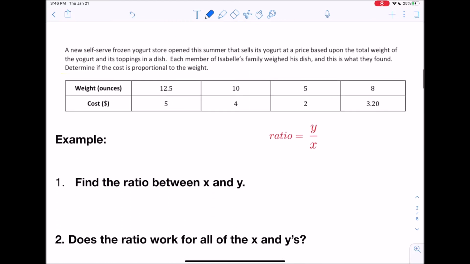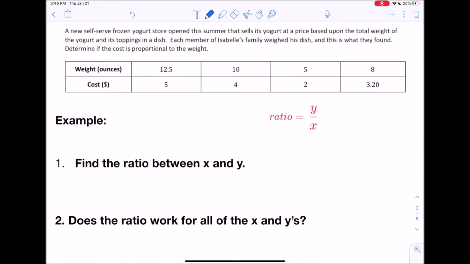Is it proportional? A new self-serve frozen yogurt store opened this summer that sells its yogurt at a price based upon the total weight of the yogurt and its toppings in a dish. Each member of Isabel's family weighed his dish, and this is what they found. Determine if the cost is proportional to the weight.